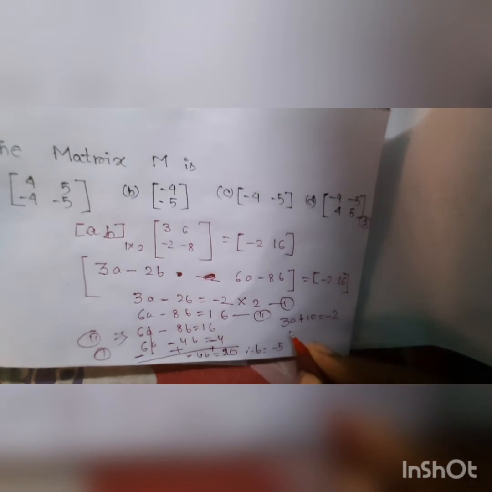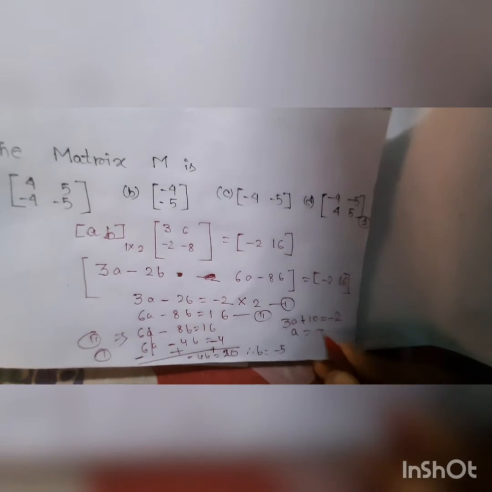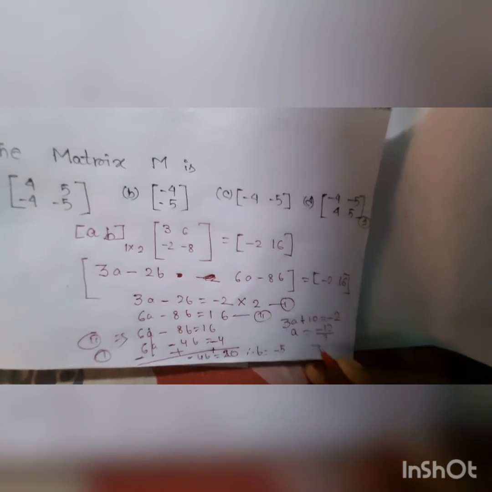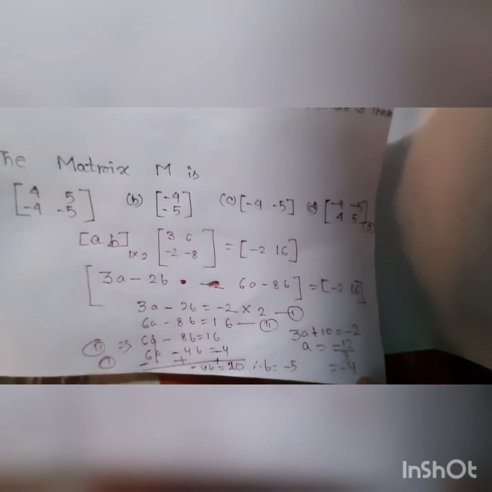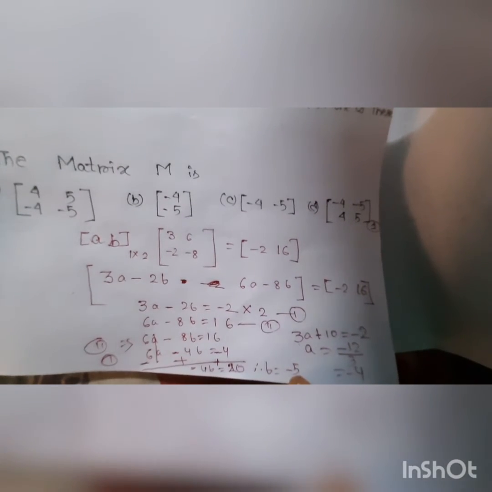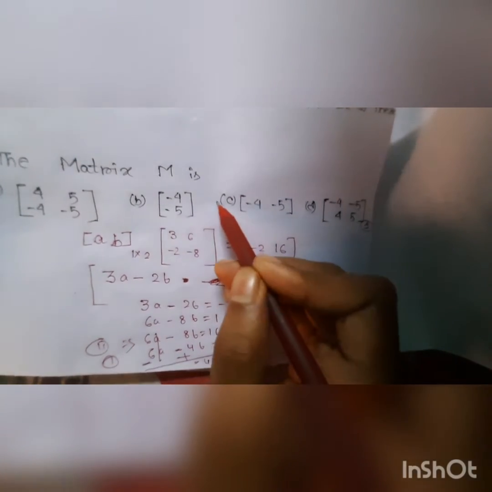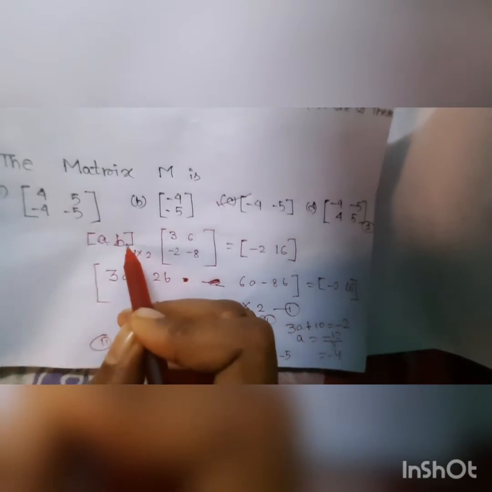So 3a equal to minus 12, or a equal to minus 12 by 3, that is minus 4. So the value of a will be minus 4 and the value of b is minus 5. So your option C, that is minus 4, minus 5, will be your answer.